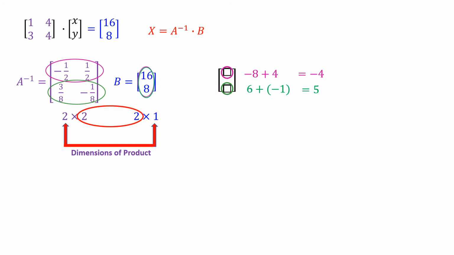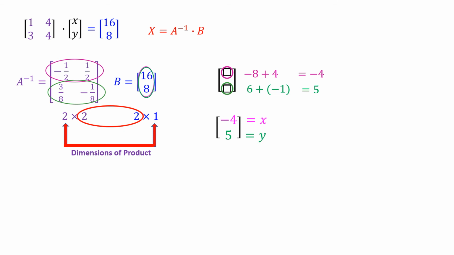Let's write them as a matrix, right? This is our new or solution matrix, where we have negative 4 on top, 5 on bottom. Let's remind ourselves what that equals or what it represents. Negative 4 is our X value. 5 is our Y value.